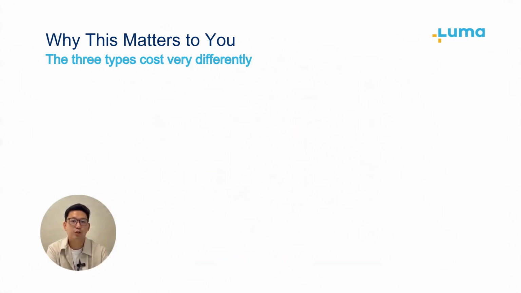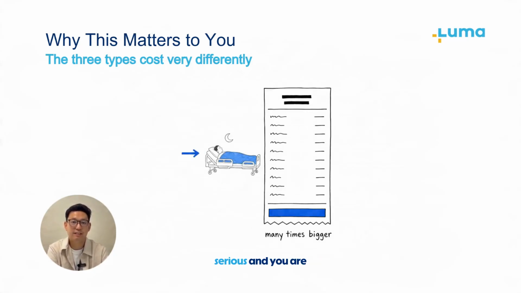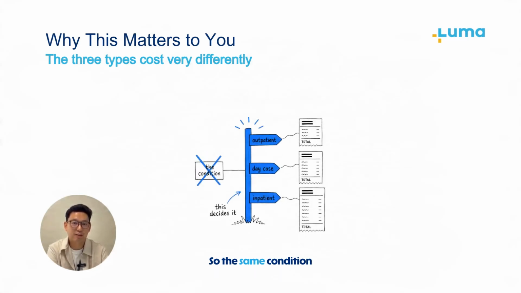Think back to that flu. Treated as an outpatient visit and sent home, it usually doesn't cost that much. It's manageable. But if it turns serious and you are admitted for a few nights, the bill can be many times bigger. So the same condition can lead to very different types of visit. And it is the type of visit, not the name of the condition, that decides what you pay.